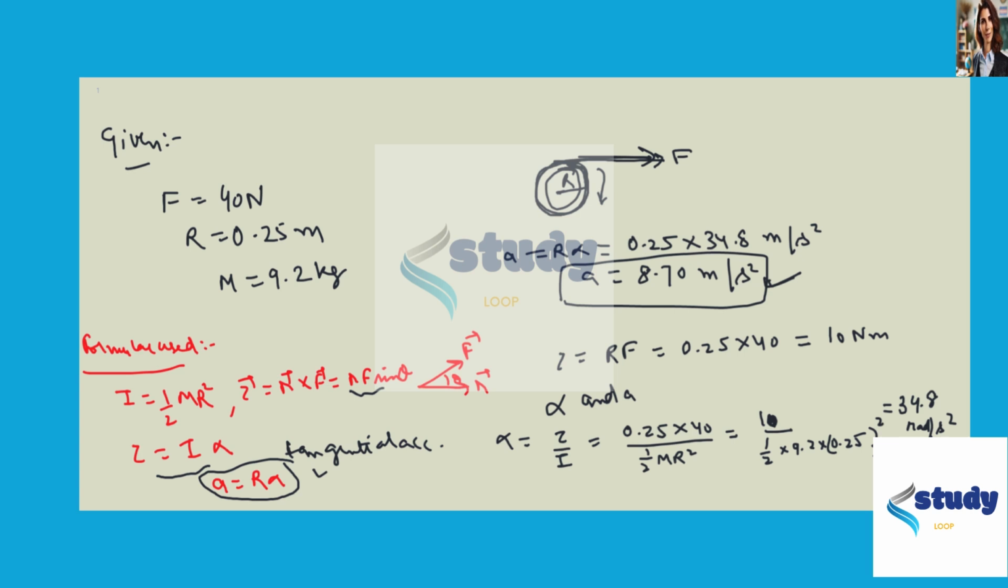Now coming to the B part. The B part asks for the force that the axle exerts on the wheel. So the cord is exerting a force this way. To balance it out, the force acting on the wheel is this way. So we have minus F, or just say F, but in this direction. The force that the axle exerts on the wheel is equal to minus F.